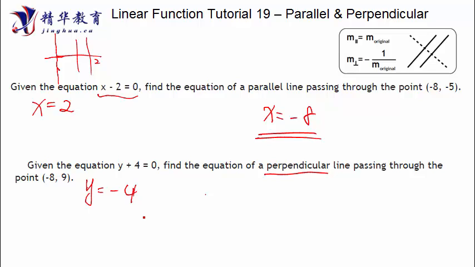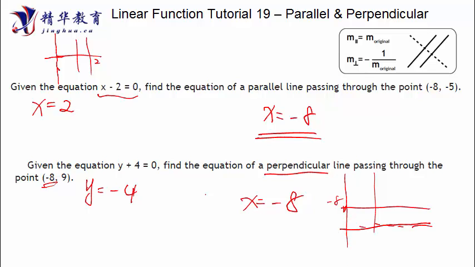That means we get a vertical line again, right? So it crosses through (-8, 9). Again, we're looking for the x value. So x equal to -8 again. Make sense? Now let's see if we graph these things. We got y equal to -4, which is something here. We got this line here, right? And our line is perpendicular to this. Well, it must be vertical, right? And our line also crosses -8. It must go this way. This one will be x equal to -8.